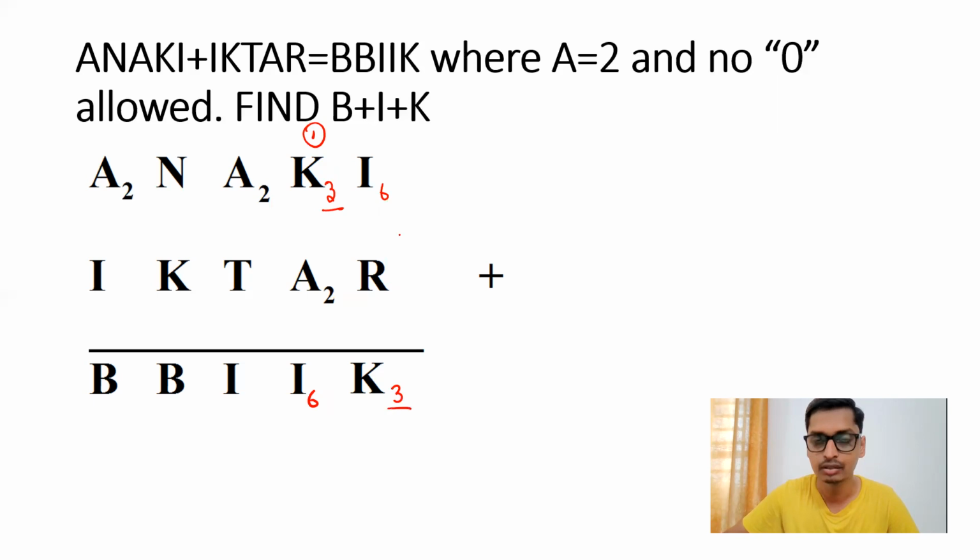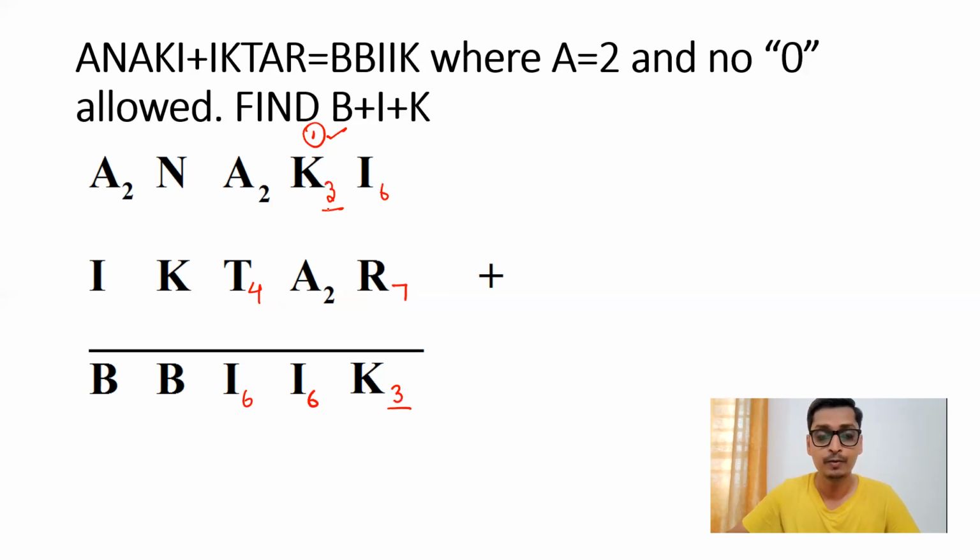So I fix that 3 here. So 6 plus what? I get 3. So 6 plus 7, I get 13. So I get carry 1 here. So 1 plus 3 plus 2 is 6. Now the value of I equal to 6. So 2 plus what? I get 6. So 2 plus 4 is 6. Now I found the value of T equivalent to 4.